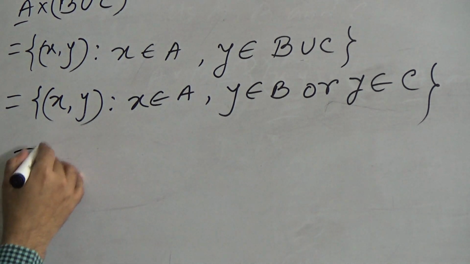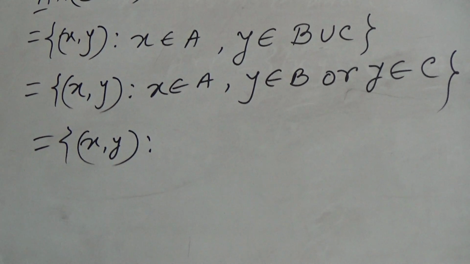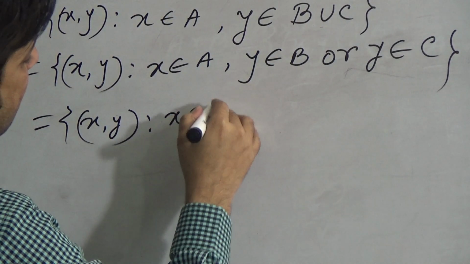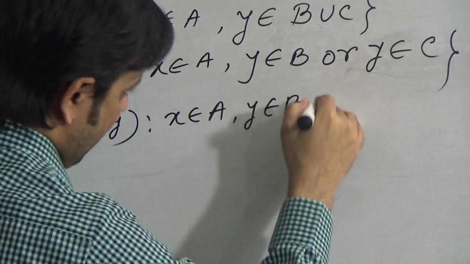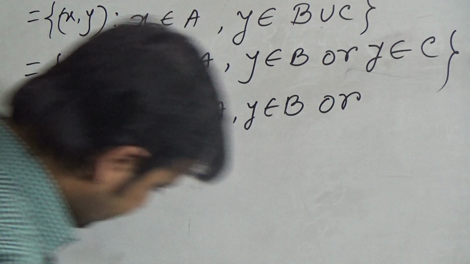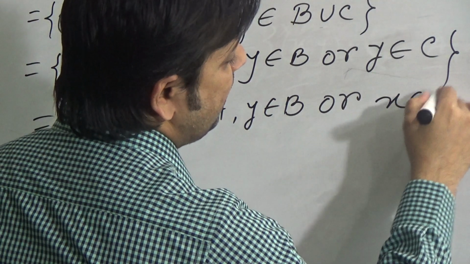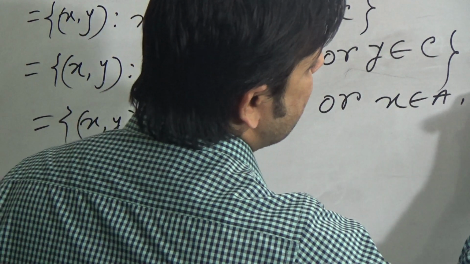So, we can write this, expanding, as the set of all ordered pairs x and y such that x is contained in A, y is contained in B. We will write here or, when x is contained in A, then y is contained in C.